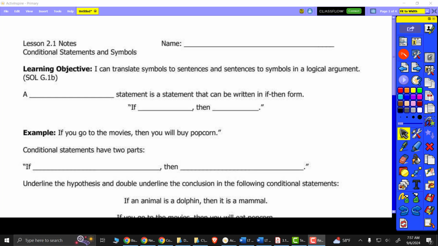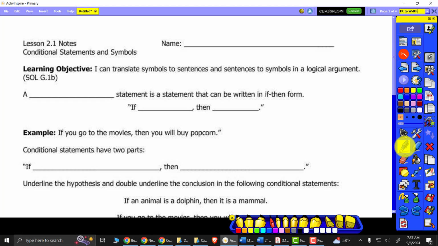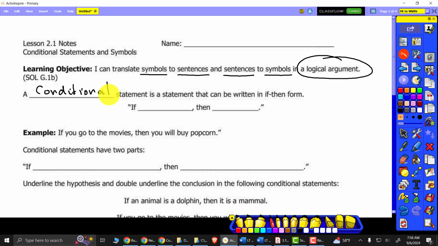All right, we are now in lesson 2.1, and this is about translating symbols to sentences and sentences to symbols. But right now, we are going to use a logical argument. First, a conditional statement is a statement that can be written in if-then form. So make sure that you recognize this if-then statement. It means that you will have if, and then you will have a statement, then you will have another statement.